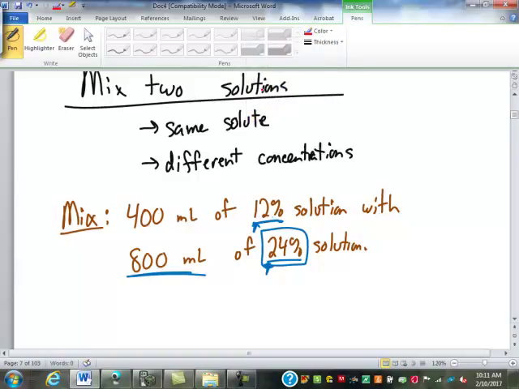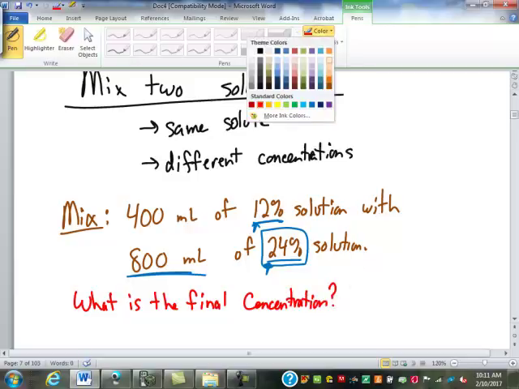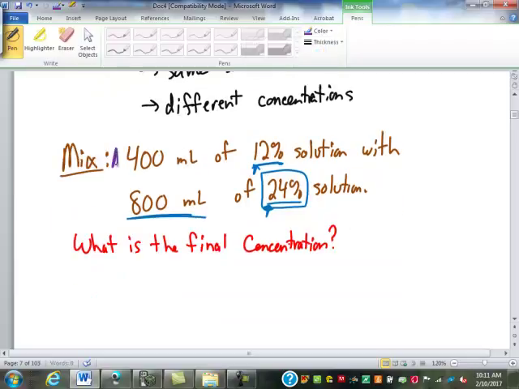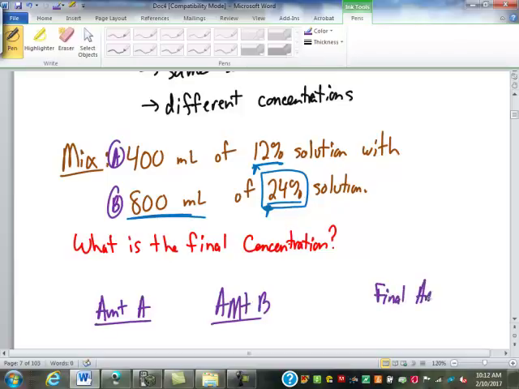So now to combine these two solutions, we want to find out what is the final concentration. Well, we're going to mix solution A with solution B to get a final solution. Notice I put amount A and amount B to get the final amount, because what we're really focusing on is the amount of that active ingredient, of that solute.